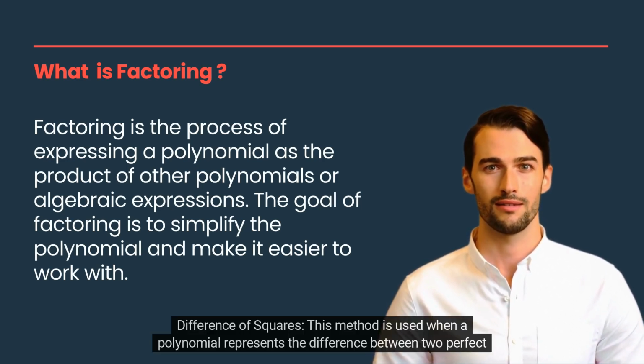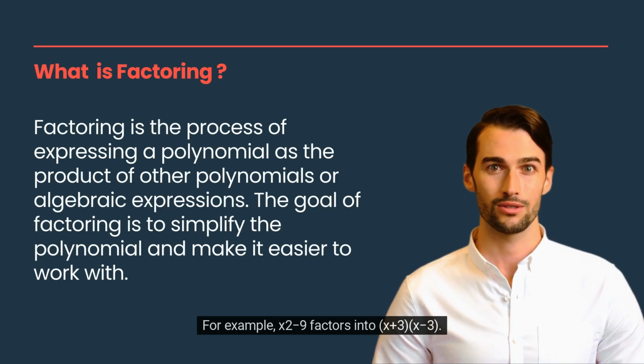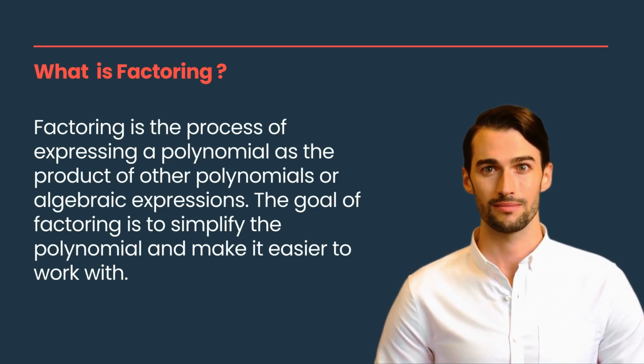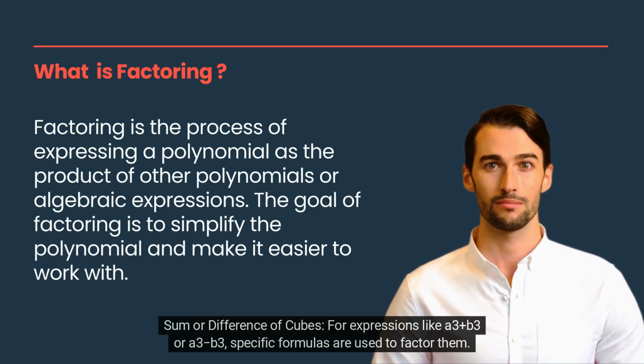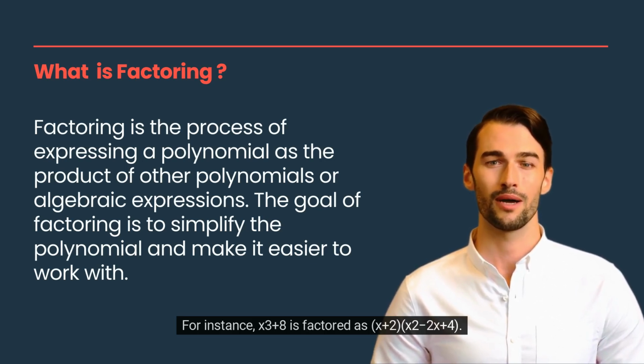Difference of squares. This method is used when a polynomial represents the difference between two perfect squares. For example, x² - 9 factors into (x + 3)(x - 3). Sum or difference of cubes. For expressions like a³ + b³ or a³ - b³, specific formulas are used to factor them. For instance, x³ + 8 is factored as (x + 2)(x² - 2x + 4).